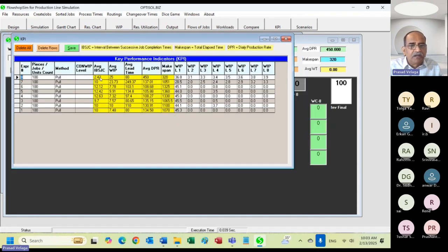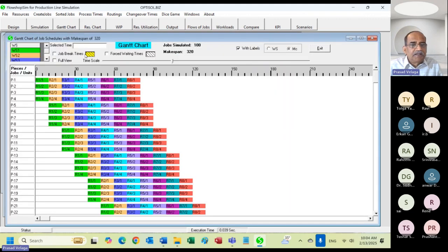You could see now when there are 4 machines at every workstation, the system gives 1 piece for every 2.4 minutes instead of 10 minutes. And we complete all 100 pieces in 320 minutes because of 4 machines. Otherwise, it would have taken 1070 minutes. Okay, now let me show the flow of pieces graphically.